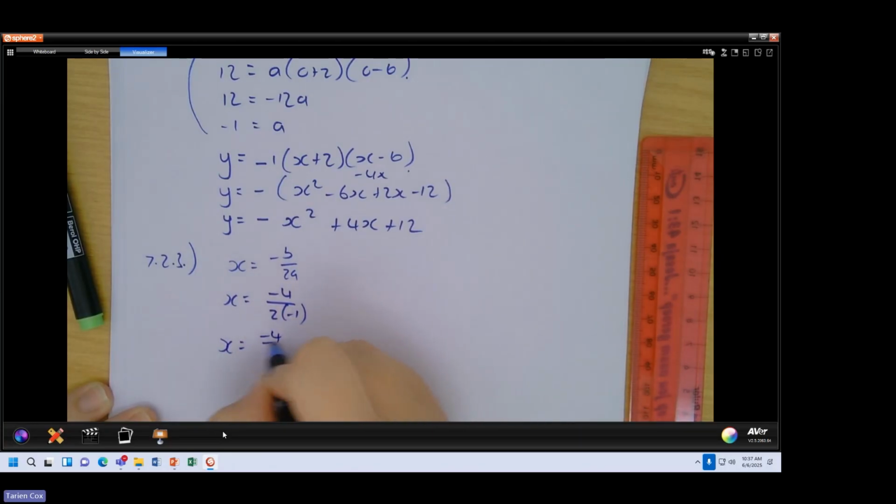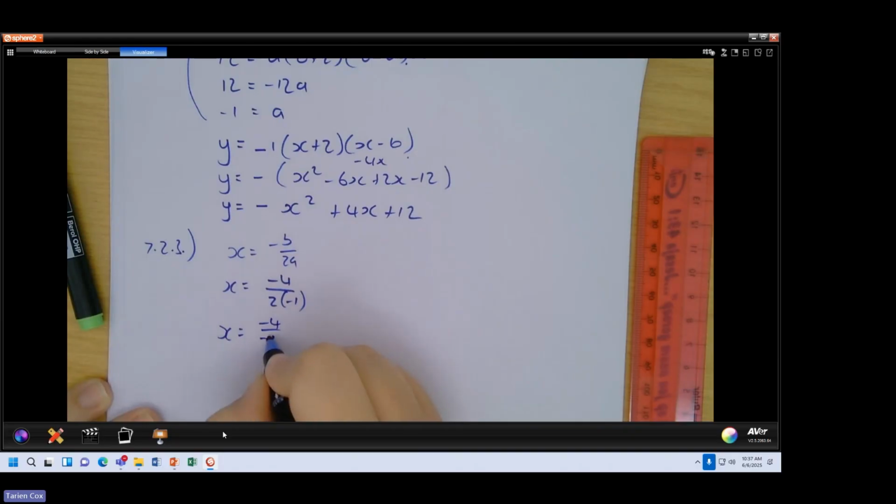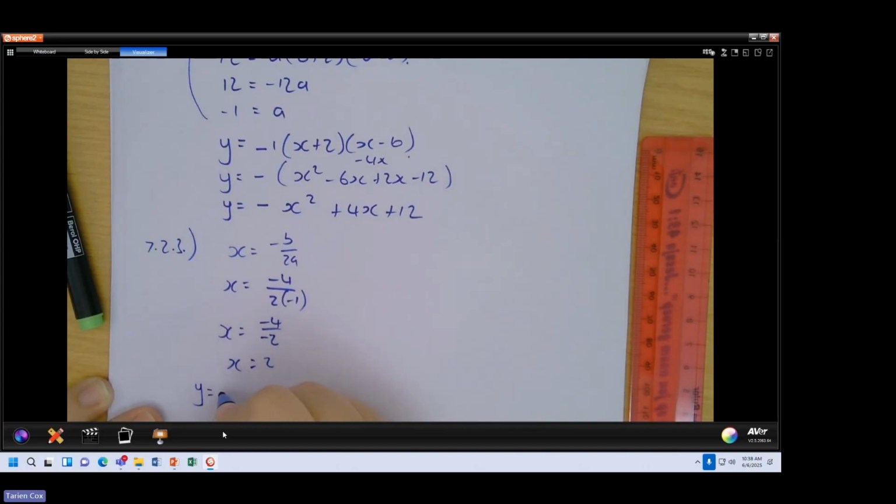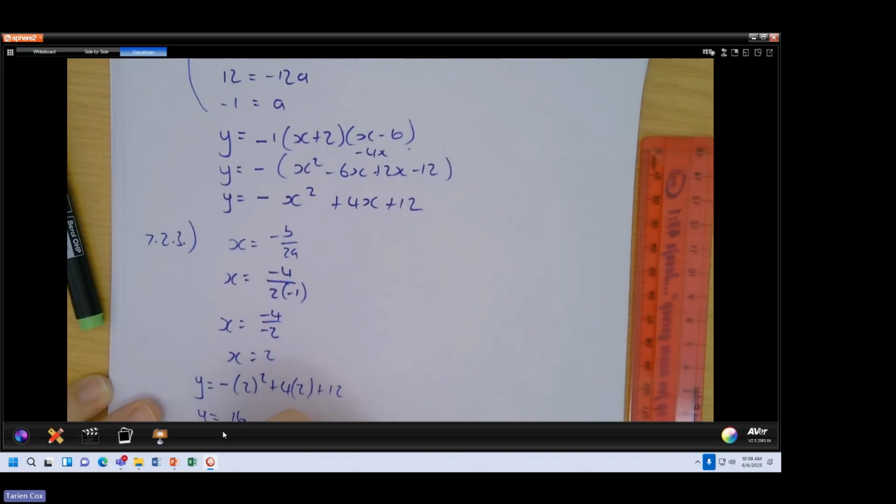That gives me -4 over -2, and then x will be +2. But then I only have my x value. I still need to go and substitute it back into my original to get the y value. And that will equate to 16. So my turning point's coordinates would be 2 and 16.